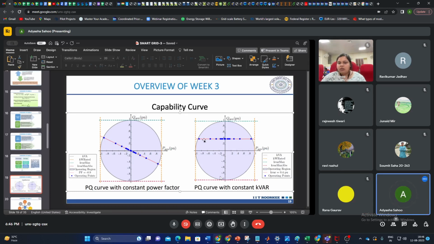And here what we have is constant Q. We have fixed the Q to 4 and we are varying the P. So this is a constant Q or constant kVAR operation. And mostly what we have is constant active power or constant kilowatt. What will be the trajectory?